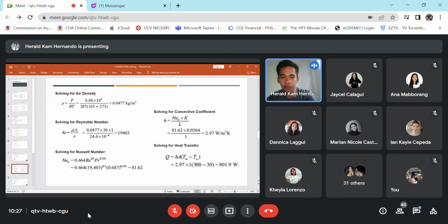So we have a solution here. Solving first for air density. Before getting the Reynolds number, we solve for the Reynolds number first if the air density is given. But since the air density is not yet given, we compute it first, which is equal to P over RT.